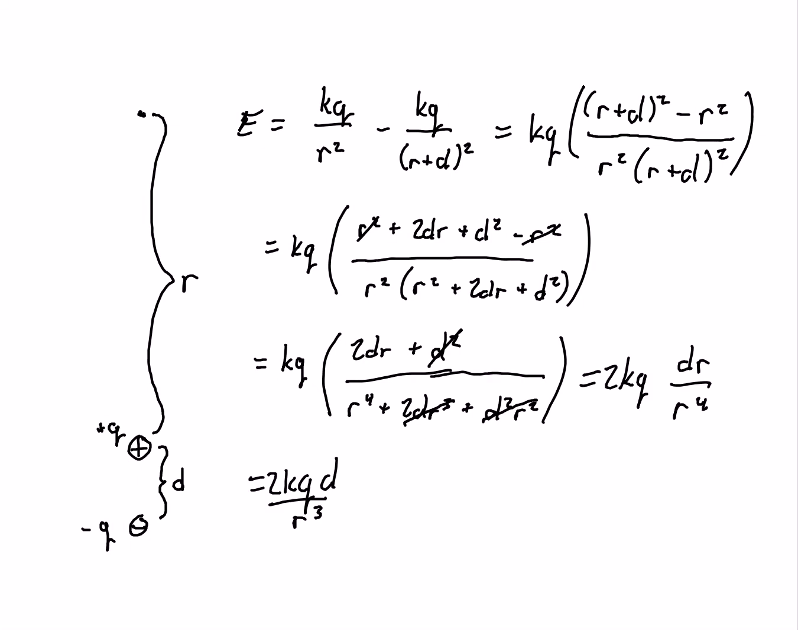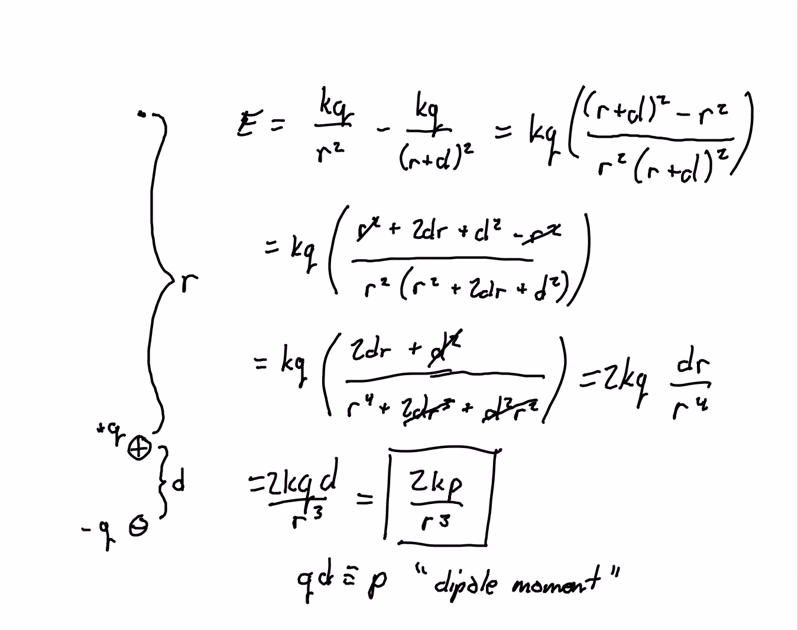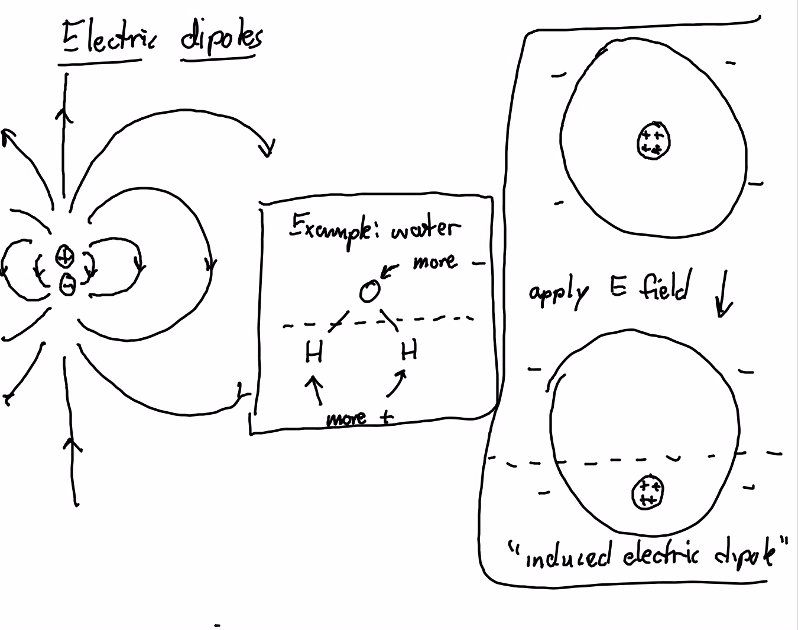The result then is that the electric field is 2kqd over r cubed. Now, this quantity qd is often just defined as P, where this quantity P is the dipole moment, or electric dipole moment. The result for the electric field then simplifies to 2kp over r cubed, and this is going to be upward, which we could see from the previous drawing where we had drawn the electric field line. It's pointing upward.